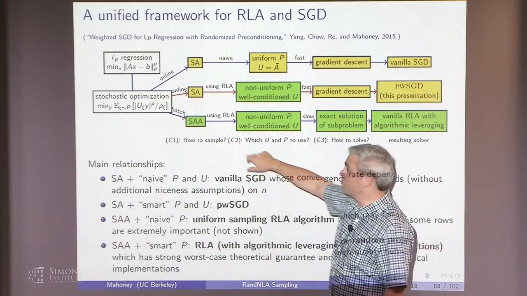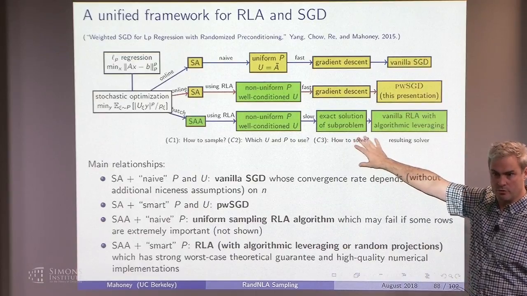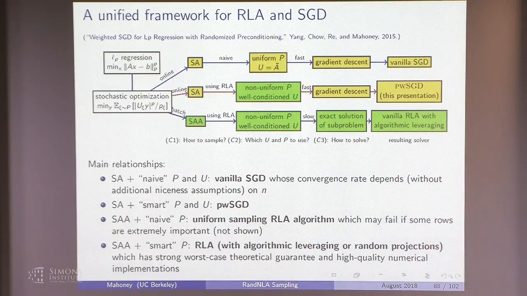Which basis do you use, and which probabilities do you use? And then how do you solve? You solve something exactly or approximately. So there's two ways to view this. One is that I'm going to use randomized linear algebra to get a good initial point. So this burn-in phase on SGD where I can't say anything and then I converge, I'm going to use randomized linear algebra to get a good point.